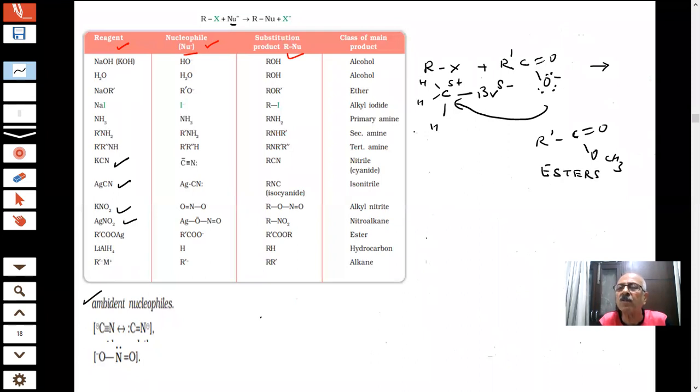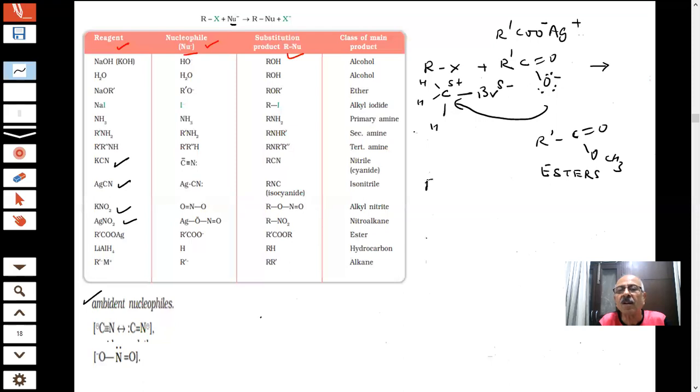So you will get esters. Usually the salts we are using are R'C double bond OH, with plus and minus charges. So we can use the silver salts of carboxylic acids. They will perform the nucleophilic substitution reaction. You will get the esters.